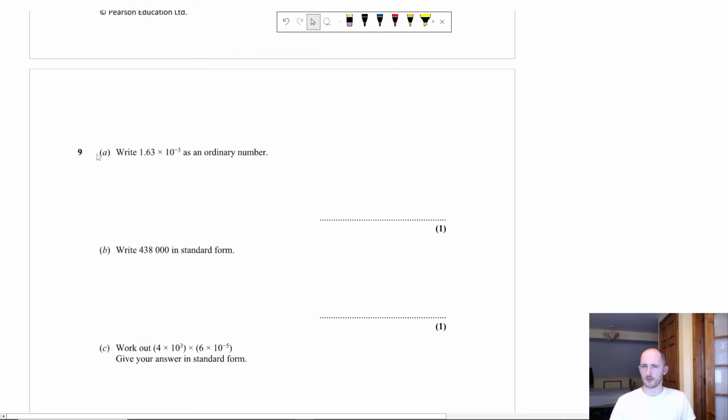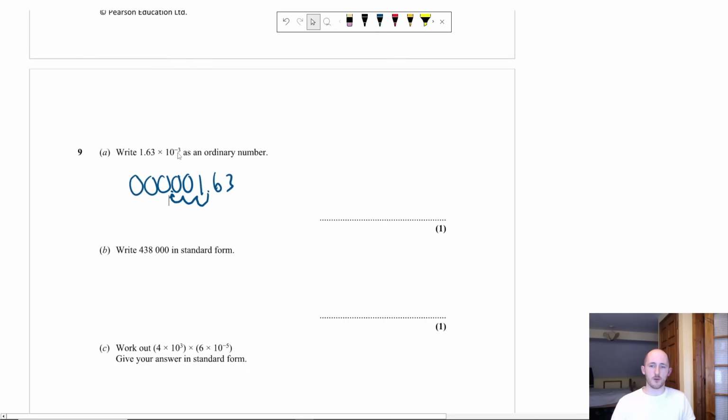My favourite, not really. Write 1.63 times 10 to the minus 3 as an ordinary number. So when you have the times 10 to the minus 3, you're moving the decimal point to the left 3 times. Okay? So the way I like to do this is I like to write a bunch of zeros in front of the number, just to help me visualize this. And then move it 1, 2, 3 times to the left.